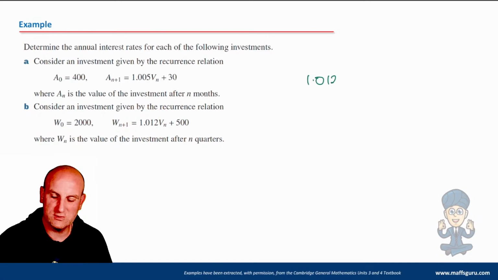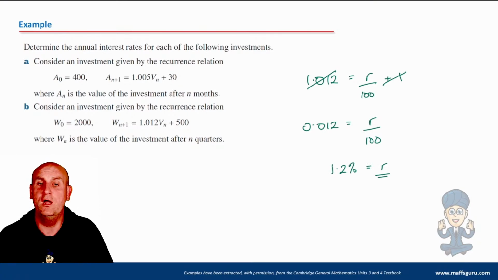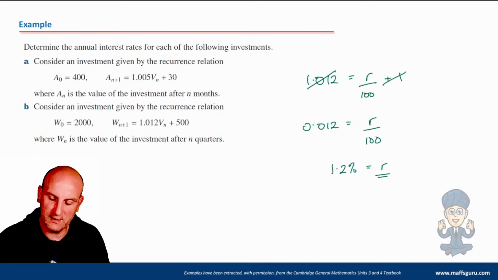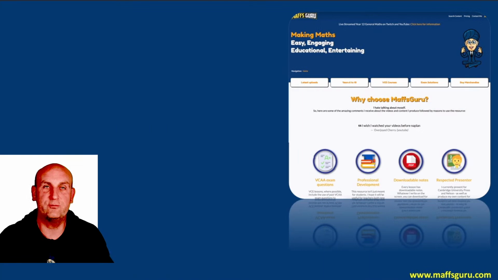So I have 1.012 is equal to my little value of R on 100 plus 1. Let's take 1 away from both sides. 0.012 is equal to R on 100. Times that by 100, what do I get? I get 1.2%. Is that little value of R, but that's 1.2% per quarter. How many quarters are there in a year? Times by 4, absolutely. Multiply that by 4, and that gives me 4.8%. If you are heading into a SAC and you want to smash your exam, that's what you need to do. And guess what? 8A is done.